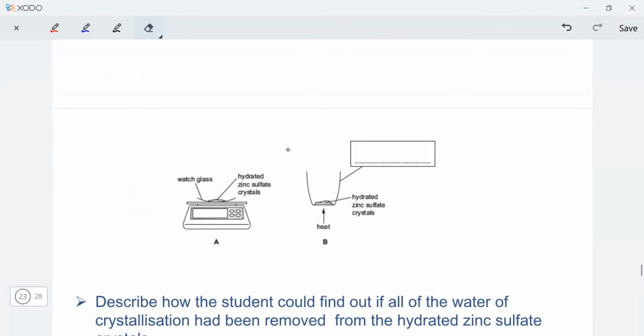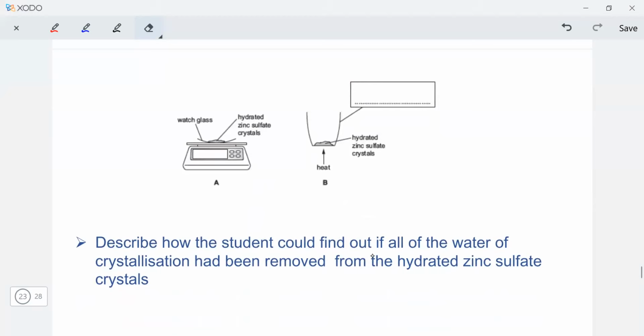Then we have here a crucible. This is called a crucible. This is called a balance. This is called a watch glass, and the rest is labeled. So here, describe how the student could find out all the water of crystallization has been removed from the zinc sulfate. How can I know that all water has been removed? What should I do using this apparatus? I will heat and wait till I obtain constant mass. At this stage, you would know that all the water has been removed.